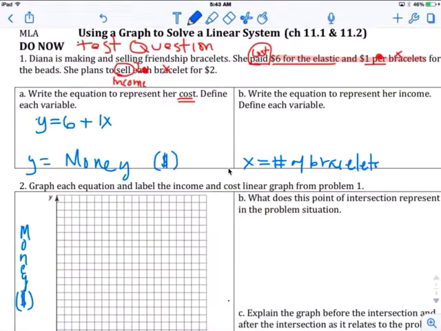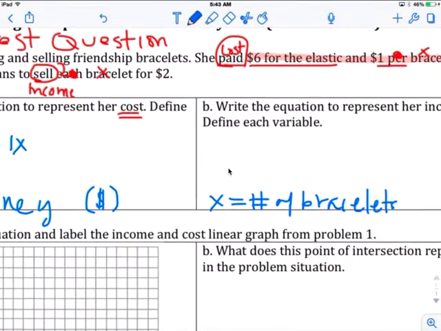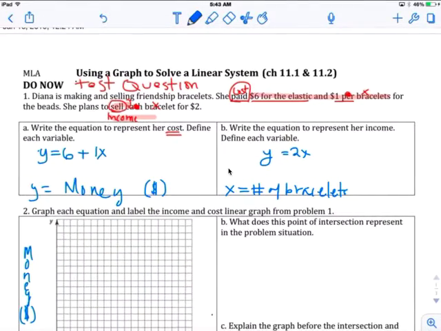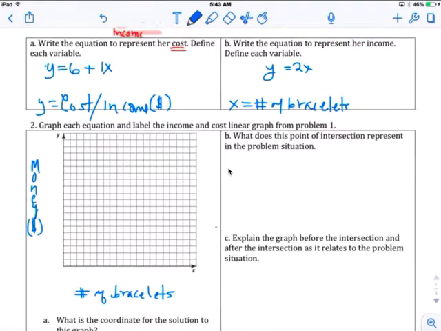All right, write a linear equation to represent her income. Income is what she's selling it for. So she's selling it for 2x. That equals her income. Why don't we just write this back? Slash income in dollar amount. So money, or I'd be happy if you just put the dollar symbol.